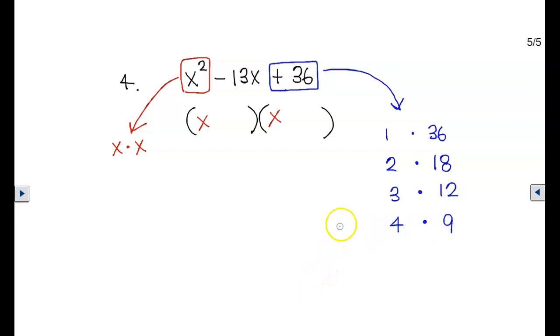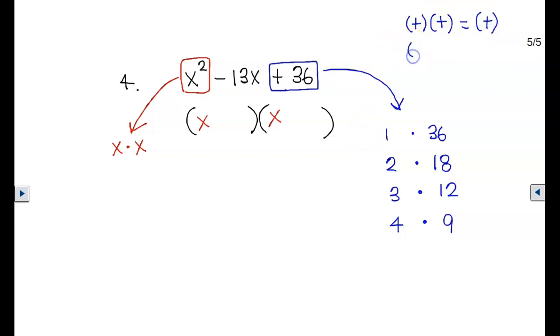Now, I want you to notice that we want a positive 36, but then we're going to need a negative 13 in the middle. So that means some of these numbers have to be negative. So I want you to think, how many negatives do you need if you're going to multiply and get a positive answer? If you think back to the days when you learned your sign number rules, you learned that if you did a positive times a positive, you would get a positive.